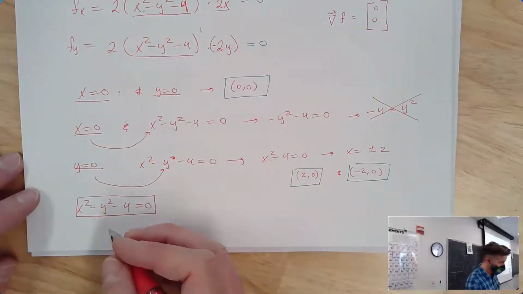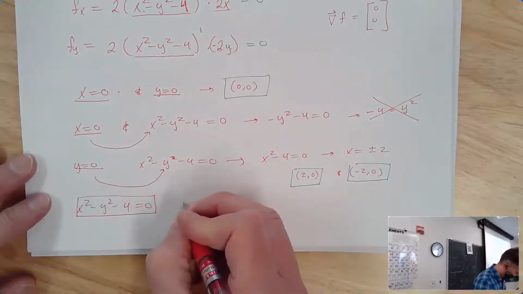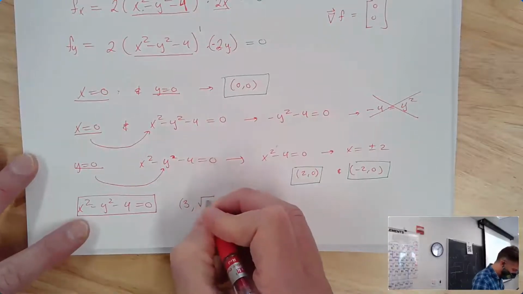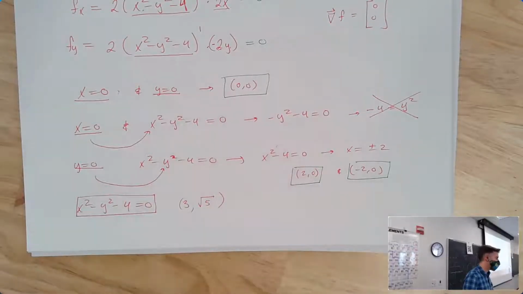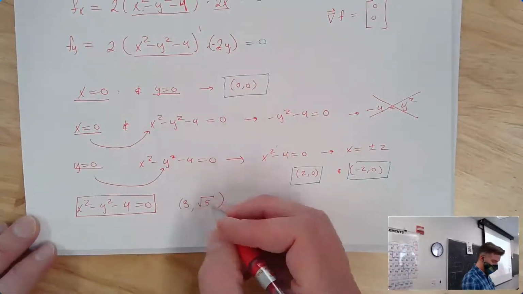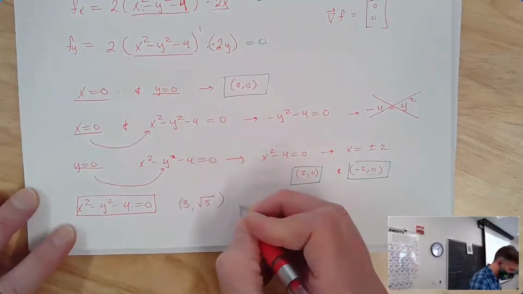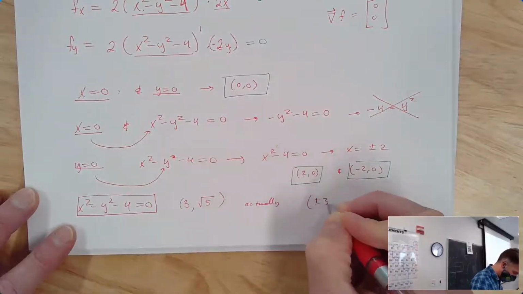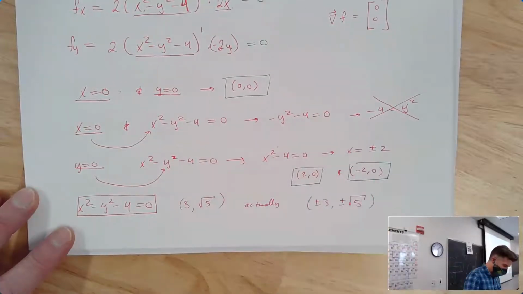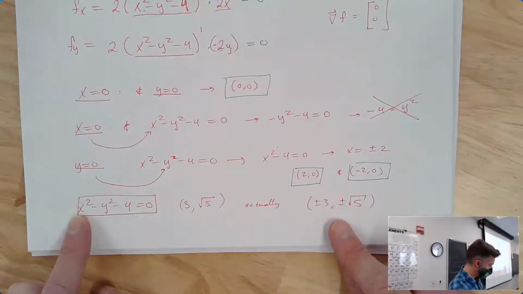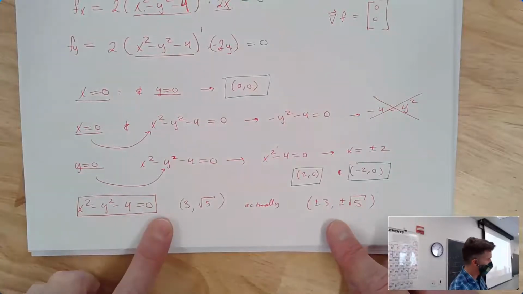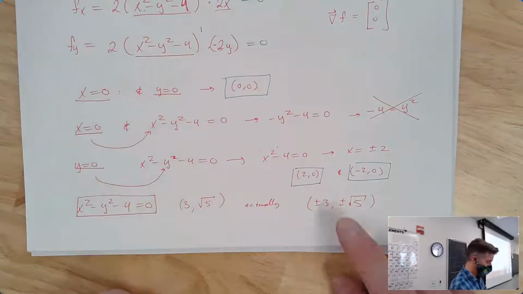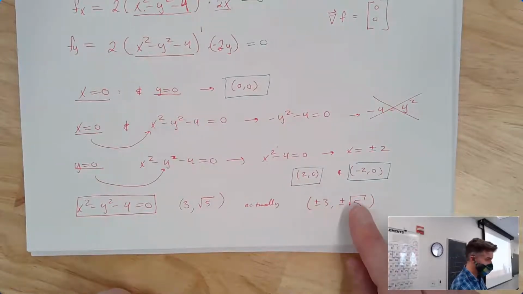I'm going to list a couple of them. X could be 3, and y could be something lame, like the square root of 5. It's not lame. Square root of 5 is a perfectly fine number. And really, either one of these could be positive or negative. So really, I should say plus or minus 3, comma, plus or minus root 5. Right? Because if x is 3, you get 9. If y is root 5, you get 5. And 9 minus 5 minus 4 is 0. So already I just added 4 critical points. Positive, positive, positive, negative, negative, positive, negative, negative.